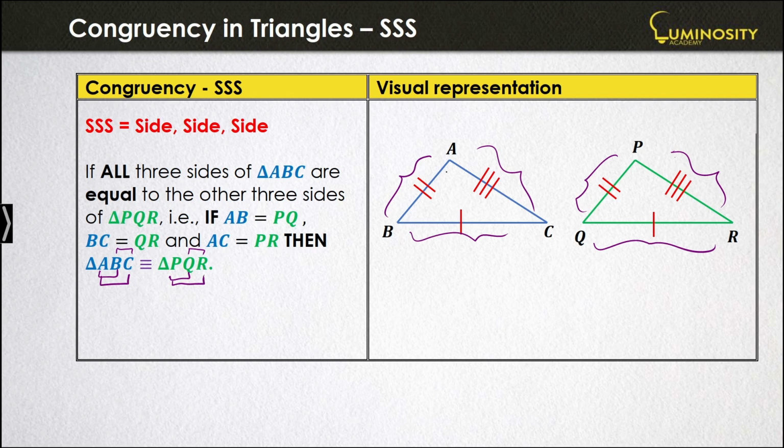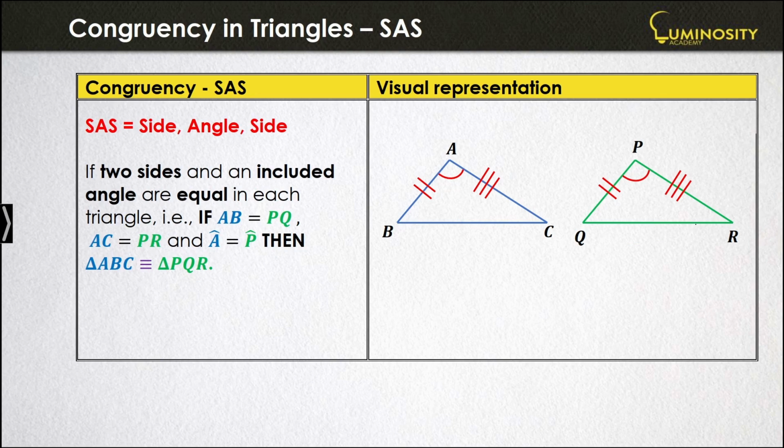So this will also imply then that angle A equals angle P, angle B will equal angle Q, and angle C will equal angle R. The next test for congruency of triangles is known as the SAS, or side angle side. So if we know that 2 sides and an included angle are equal in each triangle, so for example, if you have AB equals PQ and AC equals PR, and the angle between those 2 sides are equal, so angle A equals angle P, then triangle ABC will be congruent to triangle PQR.